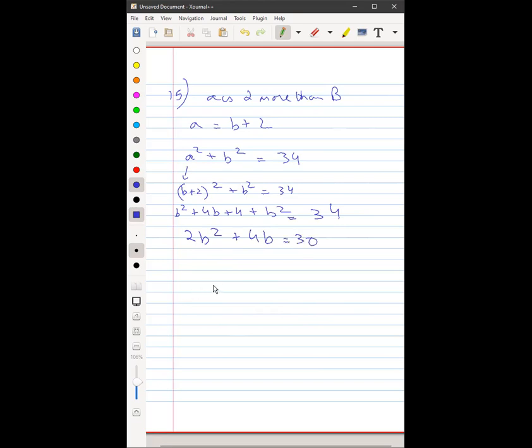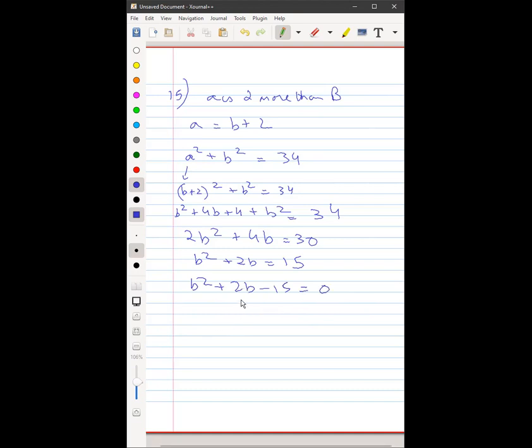So now it will be 2B squared plus 4B equals 30. You can divide this by 2 also. So we get B squared plus 2B is equal to 15. Yes, B squared plus 2B is equal to 15. So we get B squared plus 2B minus 15 is equal to 0.